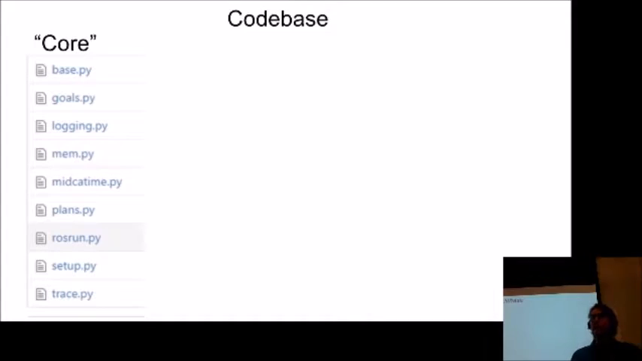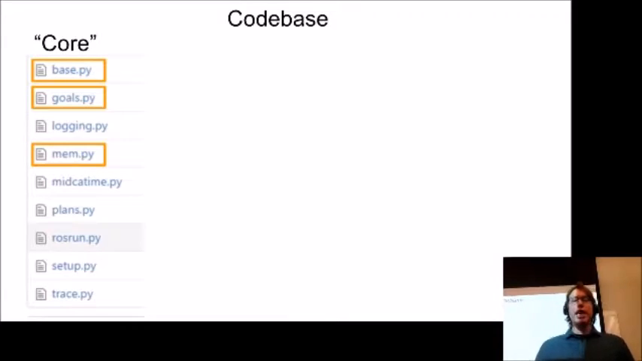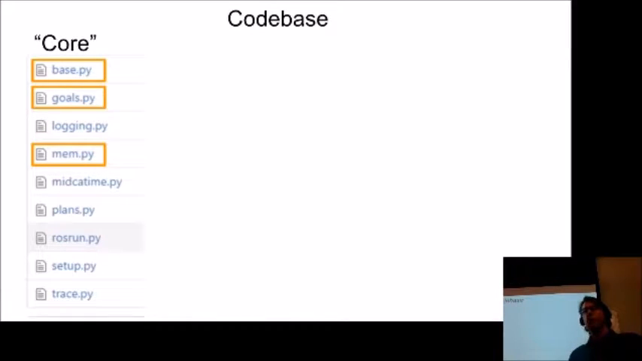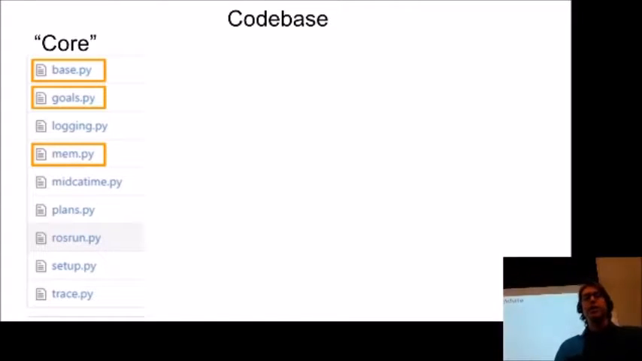I'm going to take a quick second to talk about the code base. This is particularly helpful for some of us who haven't really worked with MIDCA yet. In the core of MIDCA, there are these three files: base.py, goals.py, and mem.py. Base.py has a lot of the structure of the phases and the modules and having them run in cycles. Goals has the goal graph and the goal representations. And mem represents MIDCA's shared memory. Some of these other files are used, but if you're going to get to know MIDCA's code, base.py is probably what you want to start with.